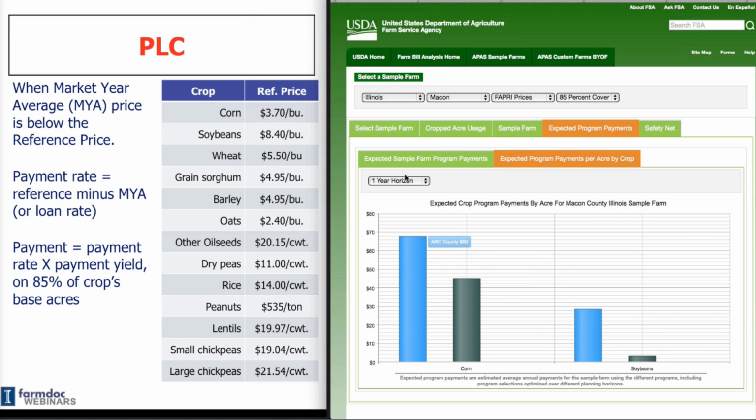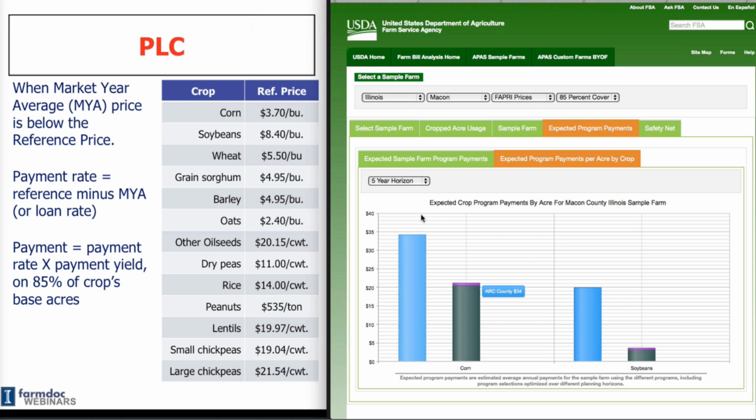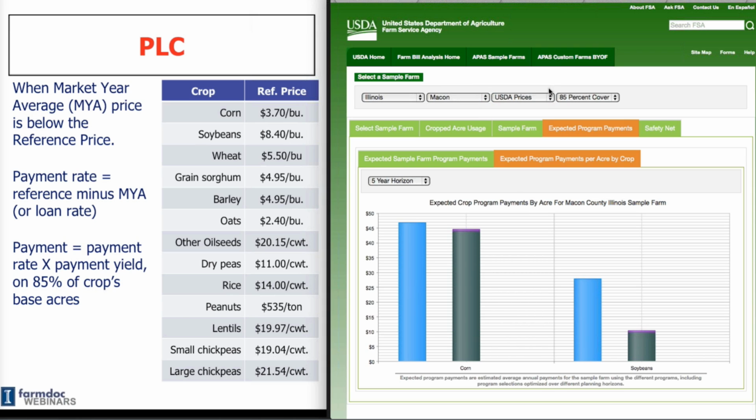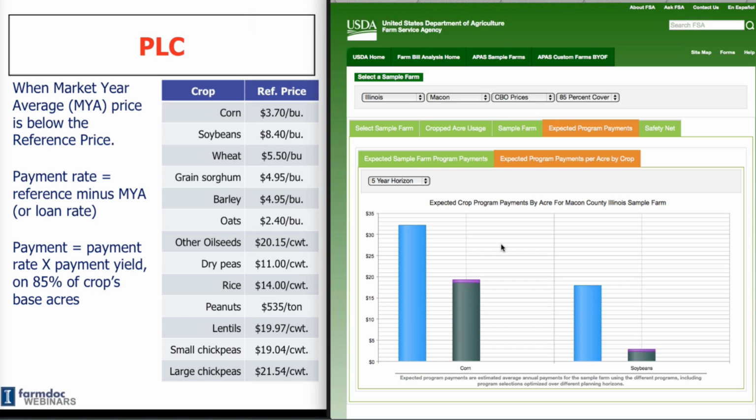This also shows, and we can go to a 5-year horizon. We give it for Ark County for corn, PLC for corn, 5-year average. Here are FAPRE prices, here's USDA prices, and here is CBO prices. What Gary switched to here is an expected program payment per acre for each crop. So again, the two buttons you have the choice between here is a total payment amount for a sample farm, and then we also have that broken down on a per acre basis here in the screen that we're looking at right now.